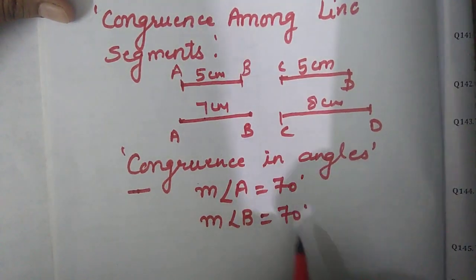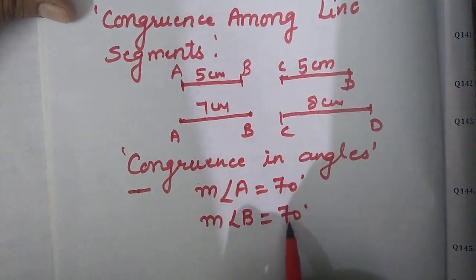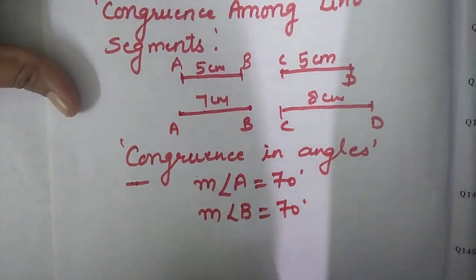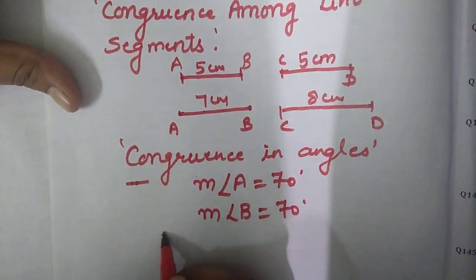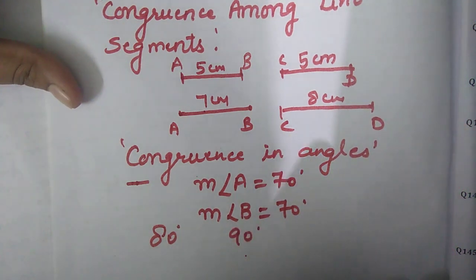Two angles are congruent if their measurements are equal. If both angles have the same measurement, that is 70 degrees, then we can say that the angles are congruent. If the measurement of one angle is 80 degrees and the other is 90 degrees, are they congruent? No, they are not congruent because they are of different measurement.